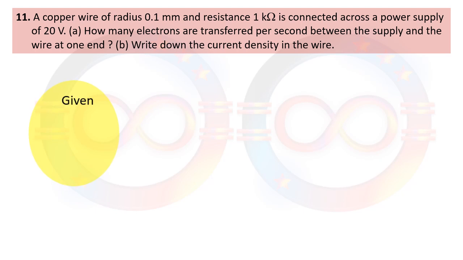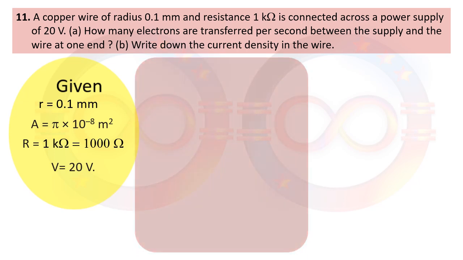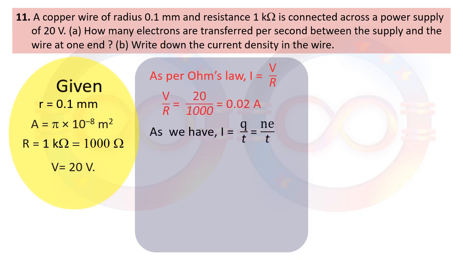So what all things are given in the question? First, it is given radius is 0.1 millimeter. So area would be pi into 10 raised to minus 8 meter square. And then resistance is given 1000 ohm and voltage is given 20 volt. We know that as per Ohm's law, the amount of current is voltage upon resistance. If we apply this formula, we will be getting current as 0.02 ampere.